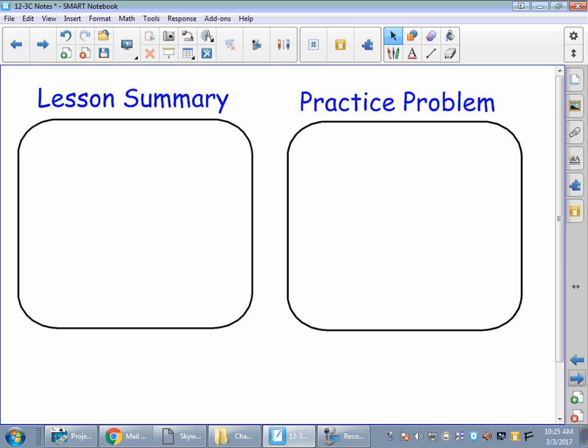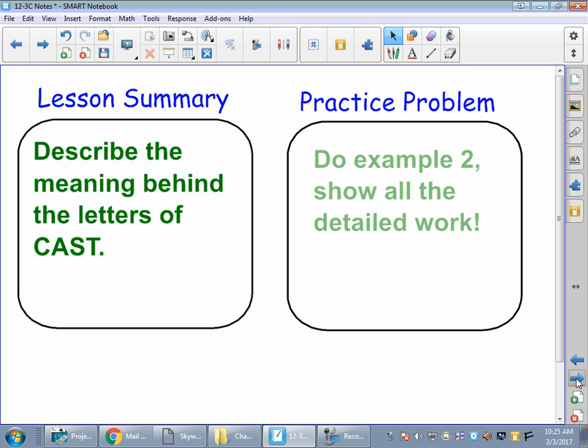So for your lesson summary, I need you to describe what each of those letters mean. Not just the fact that they represent a trig value. What does that mean when we do CAST? And then I need you to do example 2 right under example 2. You don't have to do it here. Show all your detailed work. Good luck.